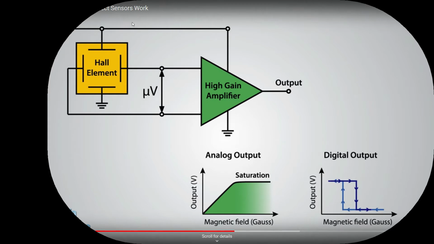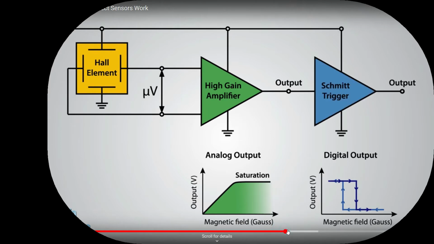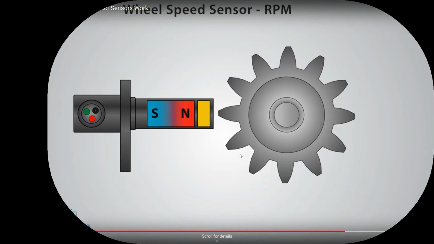Here it just gives me a small microvoltage. Then I can amplify it using a high gain amplifier. It will give me an analog output. I can also change the saturation using what is called a Schmidt trigger amplifier. It is developed with a certain different design, then it gives me the digital output. So I can use this idea to measure the movement of parts.